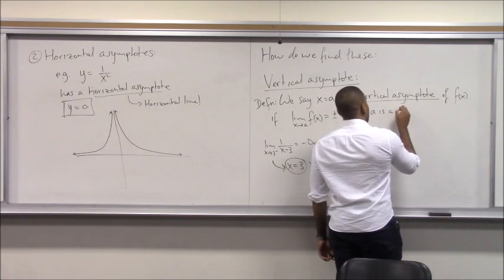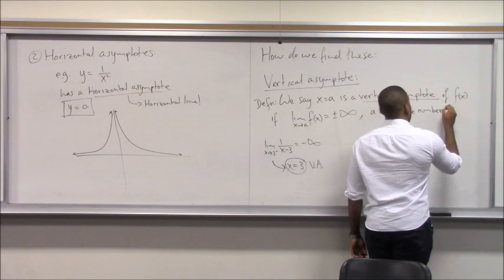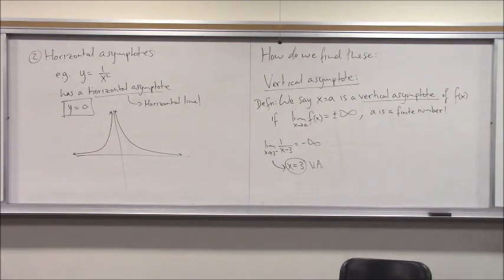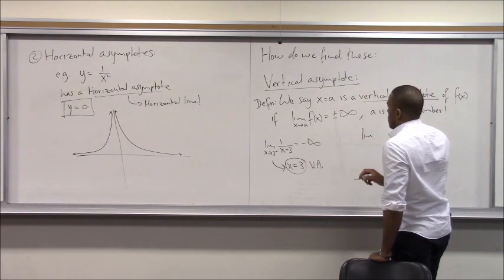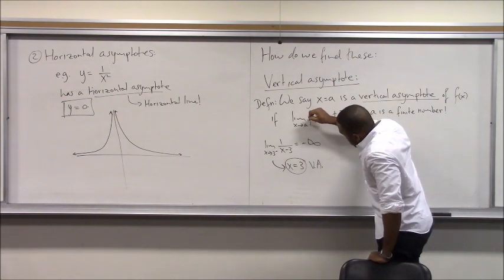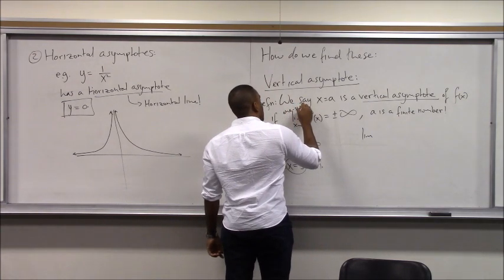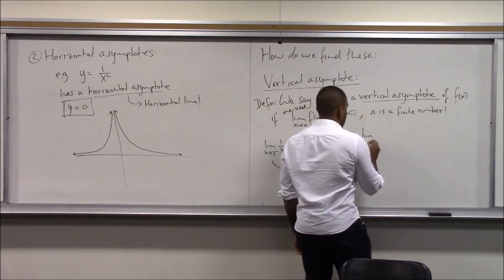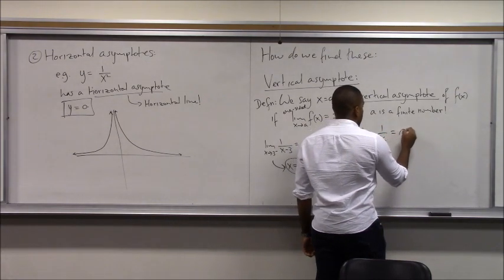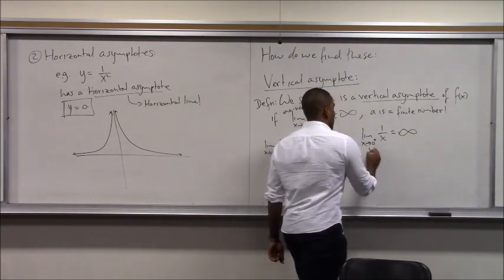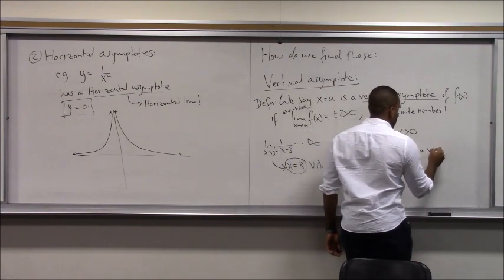A is a finite number. So anytime you approach a number and the answer is infinity, and this can be a one-sided number. So if you look at, again, x approaches 0 from the right of 1 over x, that answer will give you infinity. This would mean that x equals 0 is a vertical asymptote.